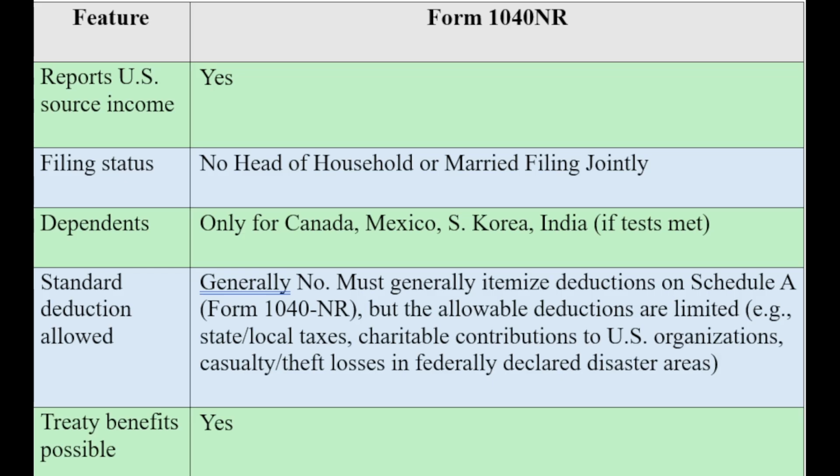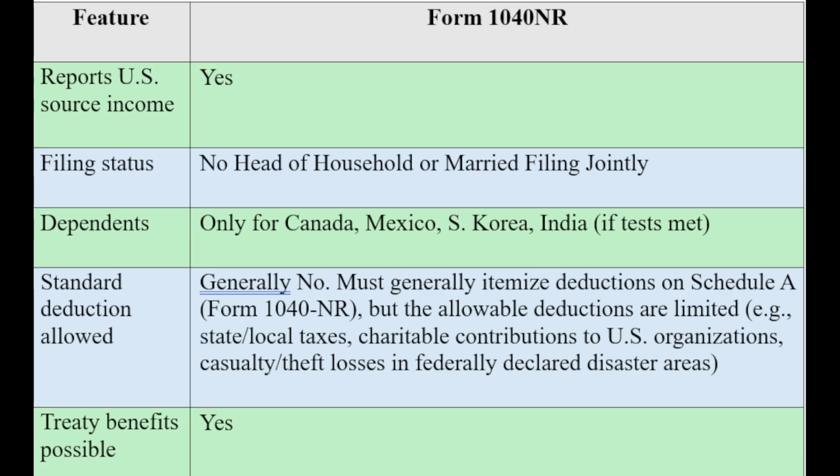Now you can look at this and see these differences, but this is one of the reasons why it's so important to understand whether you should be filing the 1040 or the 1040 NR, because if you're not filing using the correct form, your taxes are going to be way off because you may be claiming certain types of deductions or credits that you may not be entitled to, or you might even be missing some opportunities with some of the benefits.